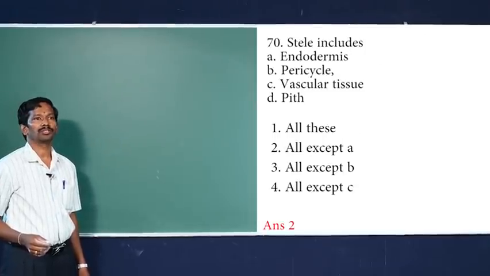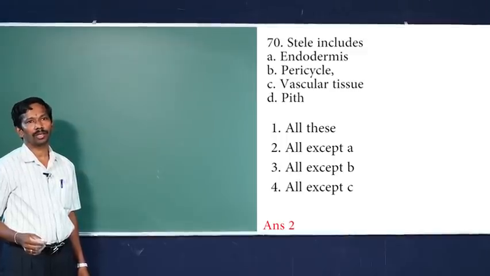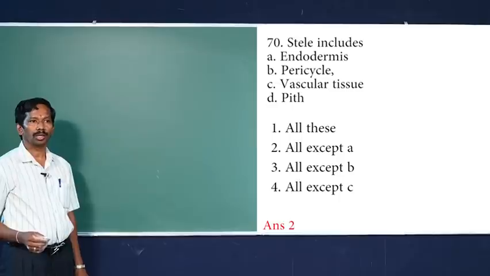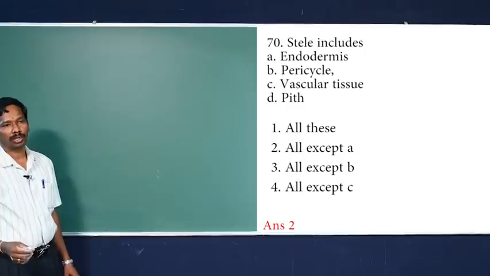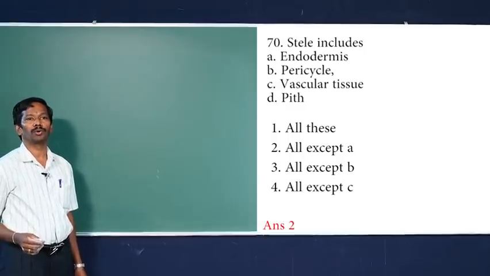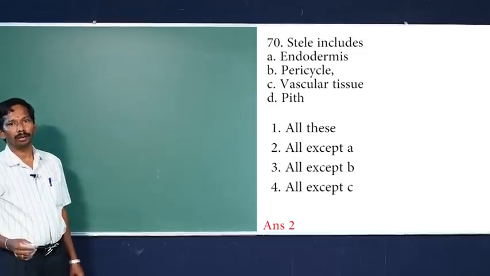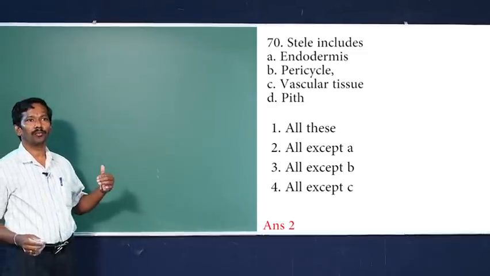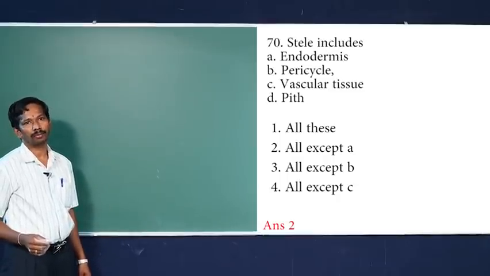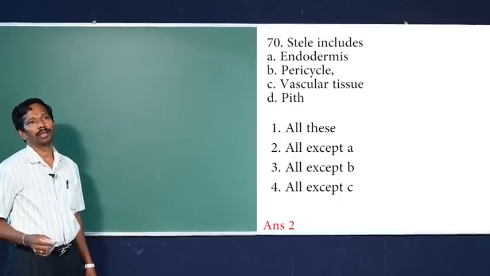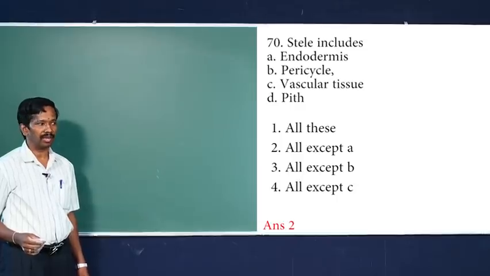70th question. Stele includes 1 endodermis, 2nd pericycle, 3rd vascular tissue, 4th pith. Option number 1 if you consider all these, option number 2 all except A, option number 3 all except B, and option number 4 all except C. So answer should be option number 2, because endodermis constitutes the innermost layer of cortex and it is not forming a stelar portion. So pericycle, vascular bundle along with pith form the stelar portion in stem or root system. Hence 2 for question number 70.